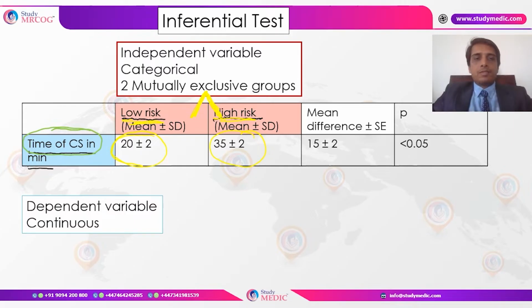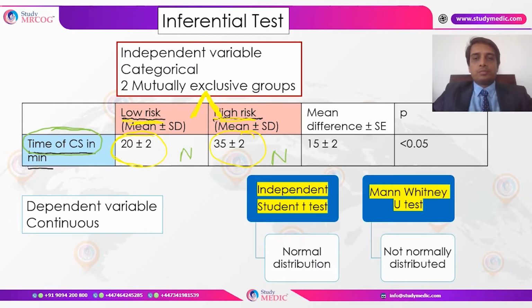And if this time duration is normally distributed in both the groups, then the test that is used is the independent t-test, also called the student t-test, also called the t-test, or unpaired t-test, all are the same. Now if it is not normally distributed, then we can use the alternative to this independent t-test, and that is the Mann-Whitney U-test.